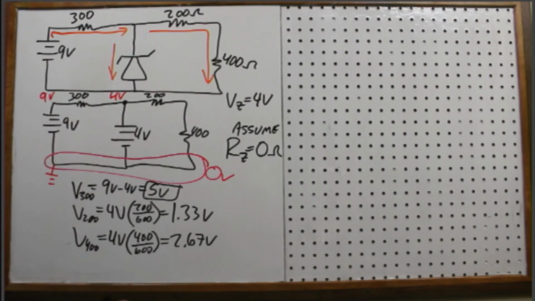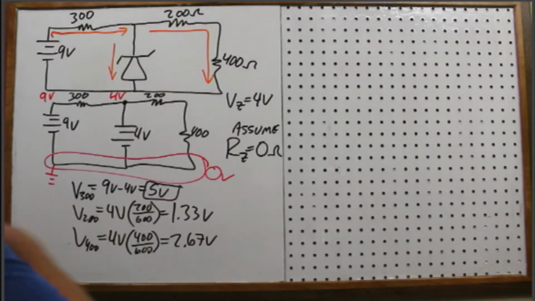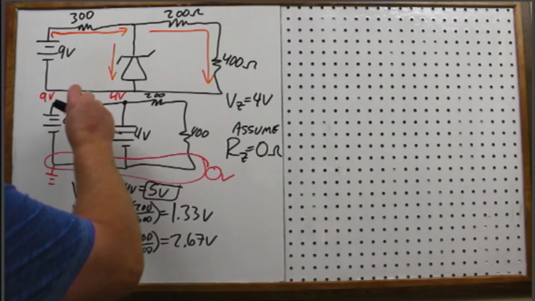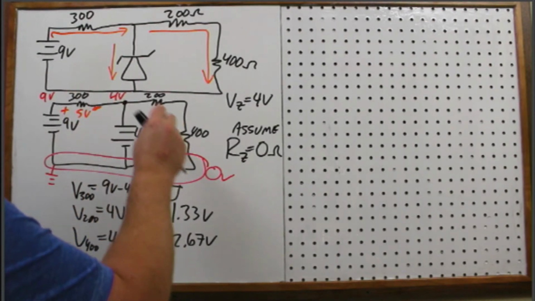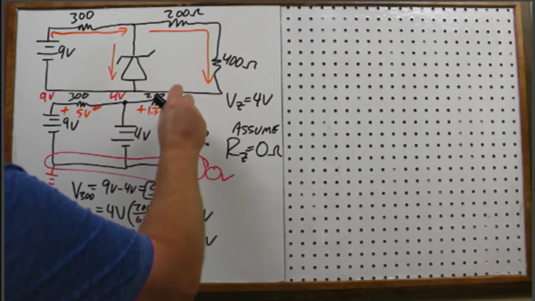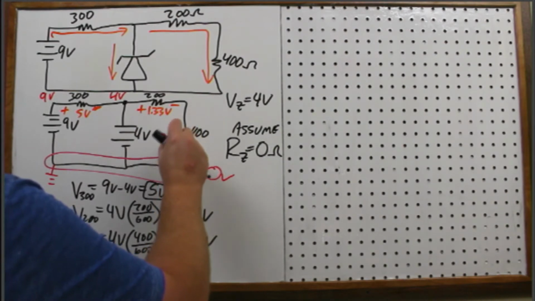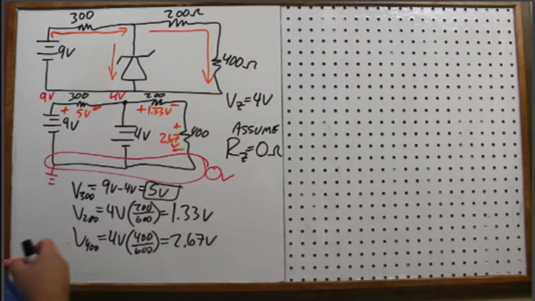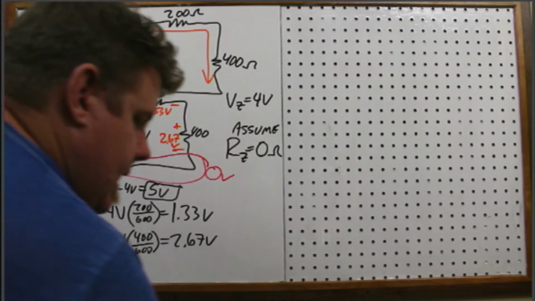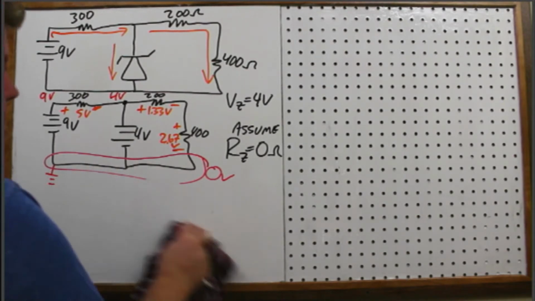So, if I erase these real quick, I'll do the voltage drops on this one. The 300 is a 5-volt drop. The 200 is a 1.33 volt drop, and for the 400 we've got 2.67 volts. Okay, now I can erase what's on the bottom here, and now I want to find the currents.